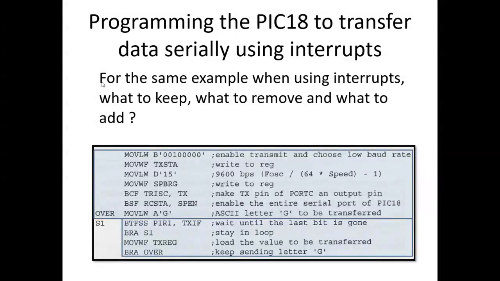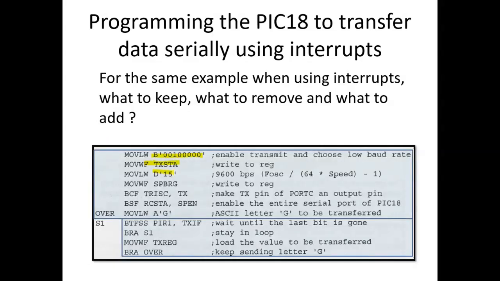So you want to use the ISR of the TX. Okay. So here, if you want to use the same example with interrupt, what do you have to keep and what do you have to change? Here we have to check the flag of the interrupt at the address 8. Okay, so here the configuration is the same.